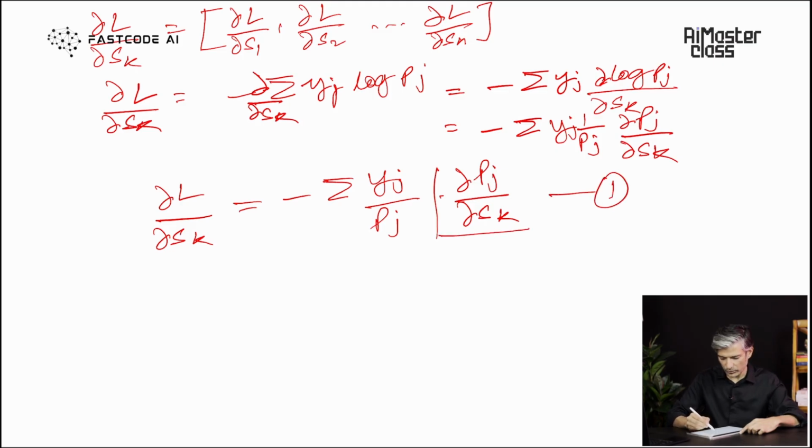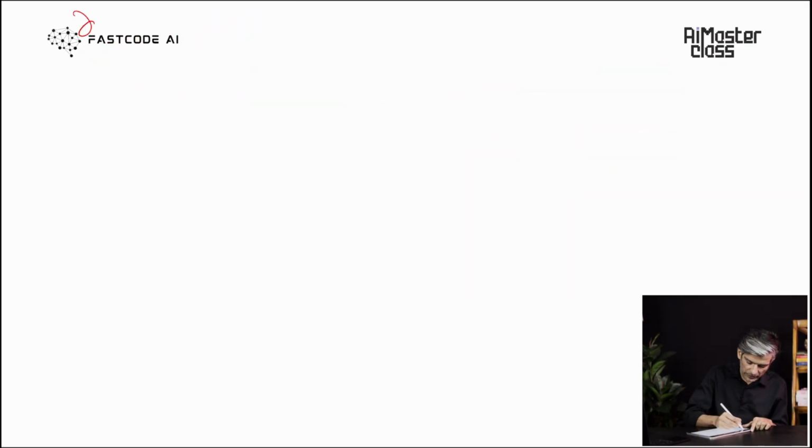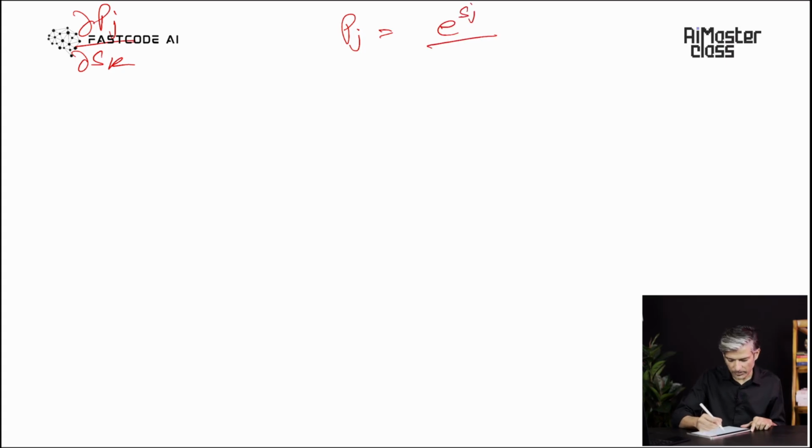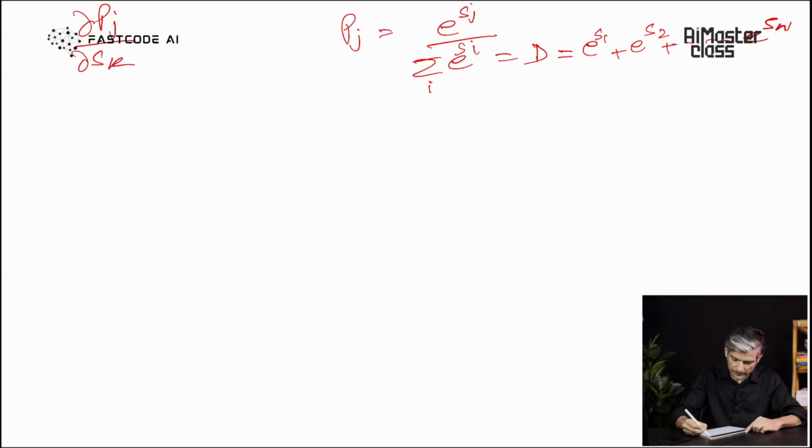So, what we want to do is find this quantity, the derivative of the output of the softmax, the probability pj, with respect to the score Sk. And remember, what is pj? pj is simple, right? It is e to the power Sj upon the sum of all the e to the powers. So, let us call the denominator D. What is the denominator? It is e to the power S1 plus e to the power S2 plus all the way to e to the power Sn.